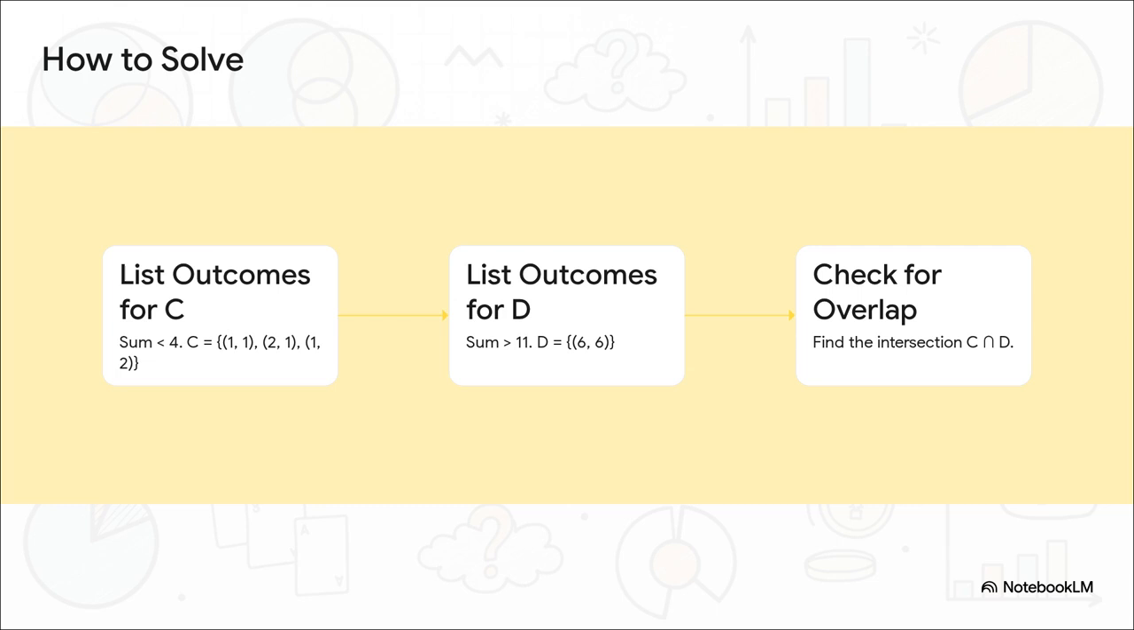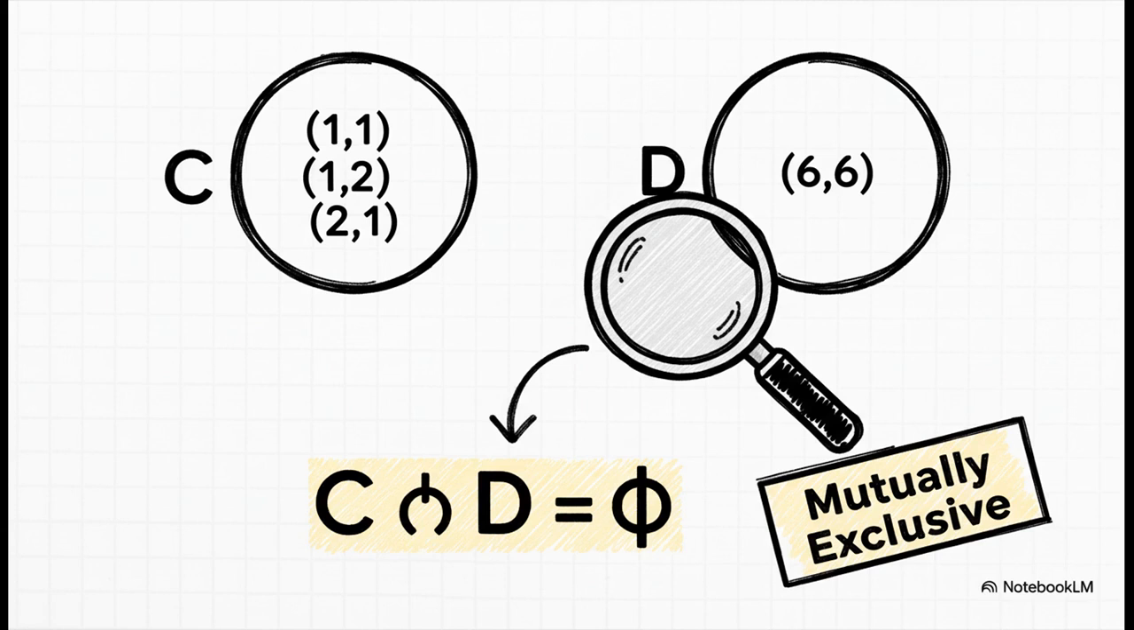We check. Is there any overlap between these two lists? And just look at the two lists. Is there any outcome that's in both set C and set D? Absolutely not. There is nothing in common. Their intersection is the empty set. And what's our special name for events that have no overlap, that can't happen at the same time? That's right. They are mutually exclusive. So the answer is yes. See? You just solved it. It wasn't that hard, was it?